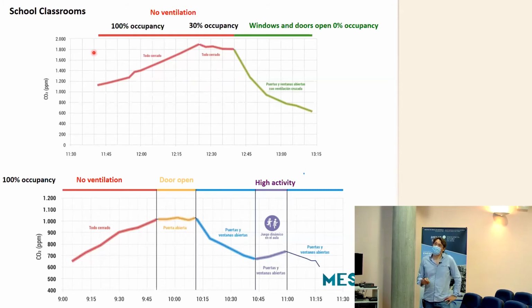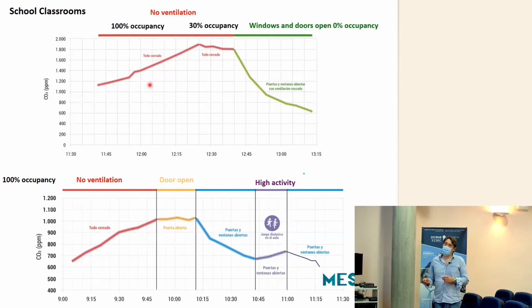So the same room, we have 100% occupancy. All the students are inside. Everything is closed. It goes up. Then some students left the room, and then it reaches a steady state with lower occupancy. So it stays stable here. Even if nothing is open, it seems that a minimum ventilation is always present in the rooms. And then they open windows and doors, they left the room and it goes down.